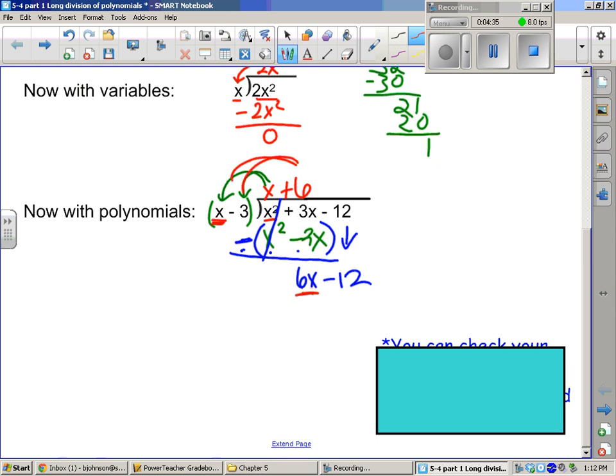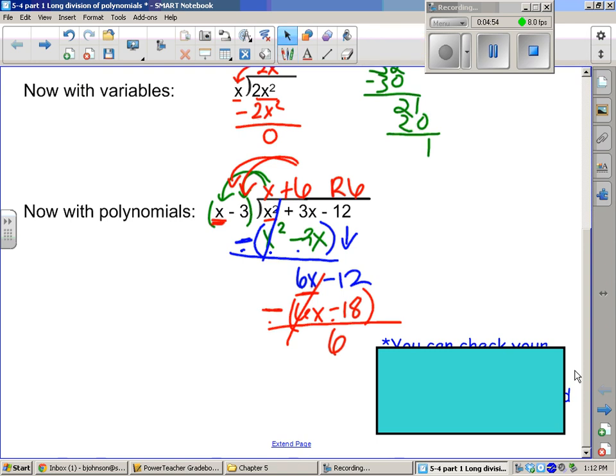Then multiply to both things. That will be 6x and minus 18. The 6x's match. That's a good sign. Yep, now we subtract. Those are gone. This is minus minus. So we are going to end up with a positive 6. That actually is our remainder.